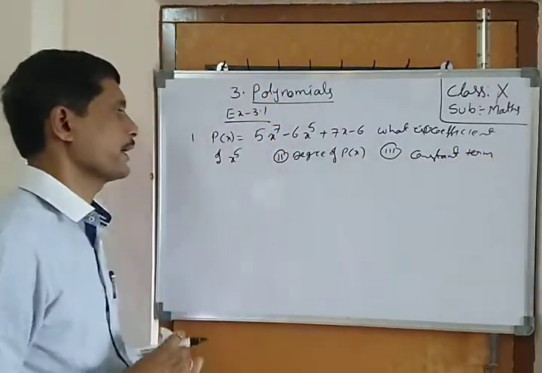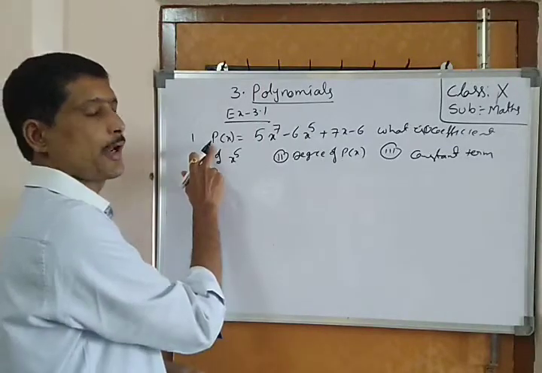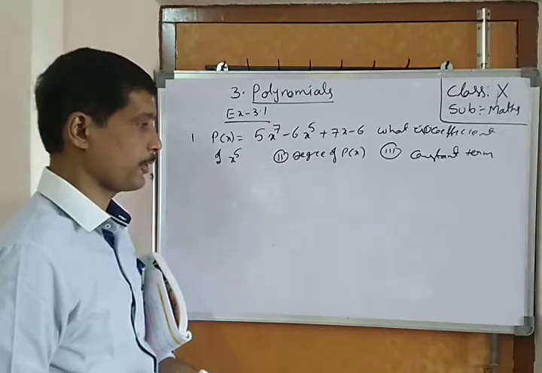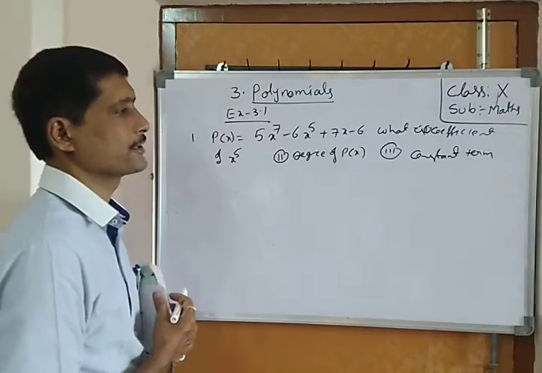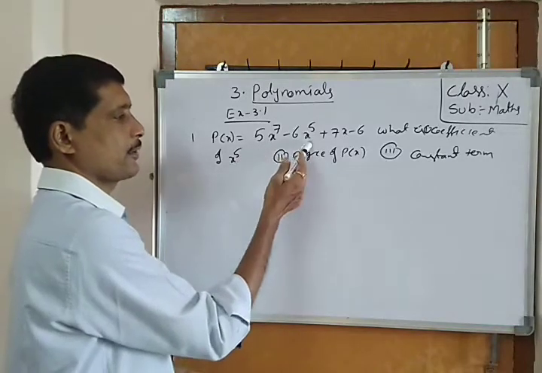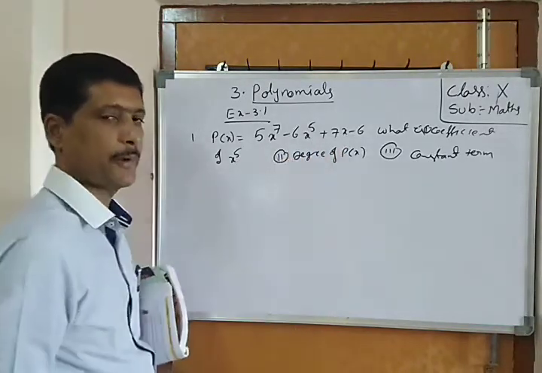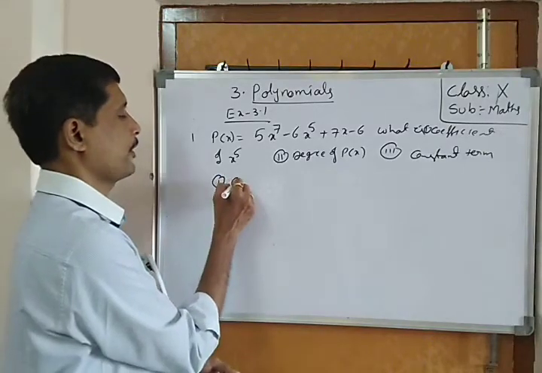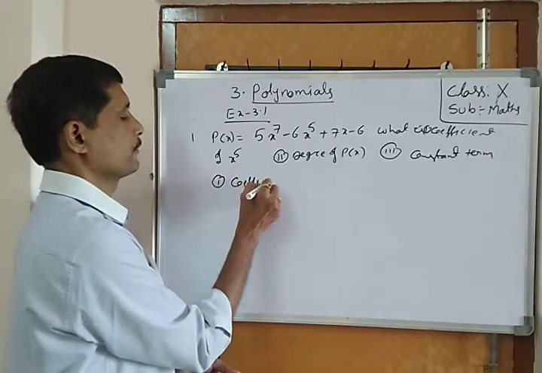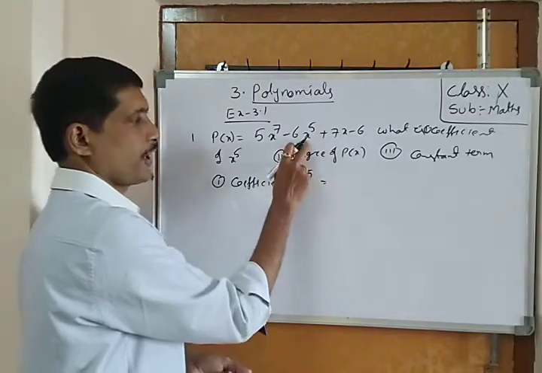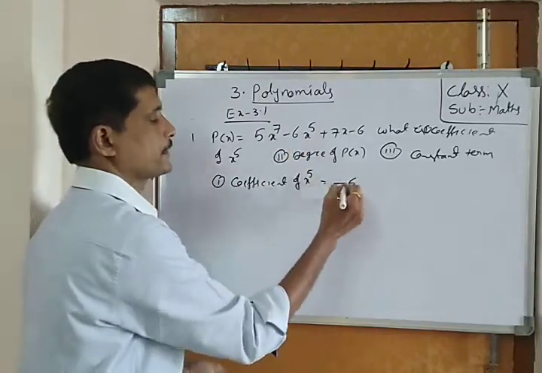Here p of x is a polynomial of x variable: 5x power 7 plus 6x power 5 plus 7x minus 6. What is the highest power here? x power 7, x power 5, x power 1. Therefore the highest power is 7. Now the coefficient of x power 5 is minus 6.